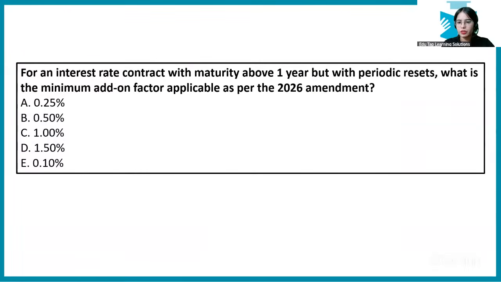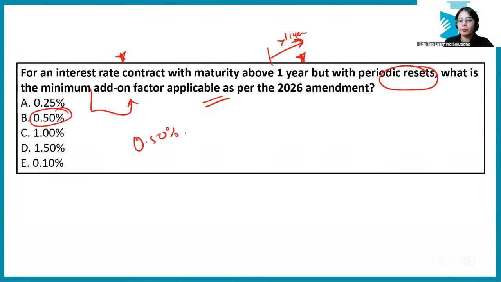Try to answer this question, and then I will answer, because this question is related to your concept only. So for an interest rate contract with maturity above 1 year, more than 1 year is left, but they have periodic reset. What is the minimum add-on factor that is applicable? That is 0.50%.